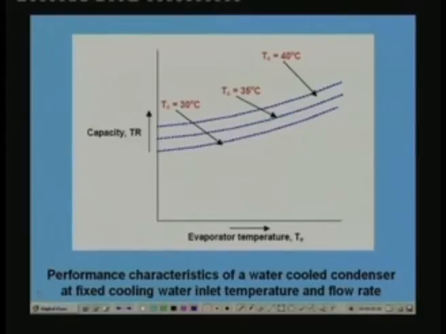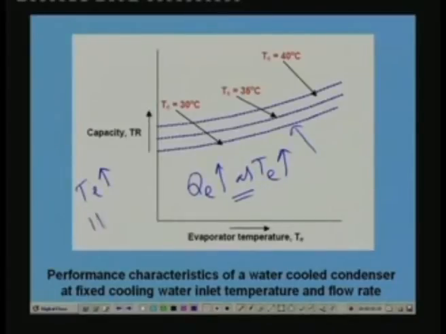You can also see here that for a given condenser temperature, for example, say 30 degrees centigrade, as the evaporator temperature is increasing, capacity is increasing. That means QE is increasing as TE is increasing. Why is it so? Because as TE increases, your heat rejection rate decreases. That means per ton of capacity, less heat has to be rejected in the condenser.